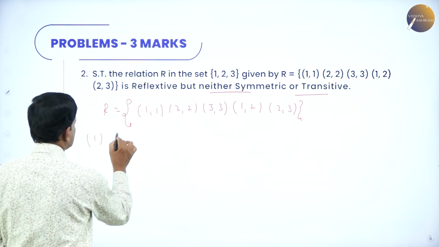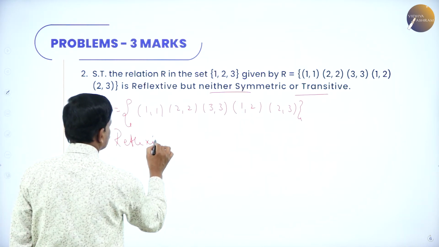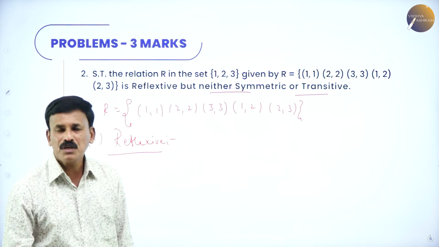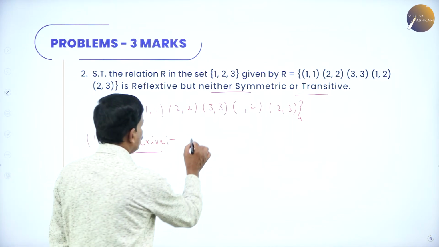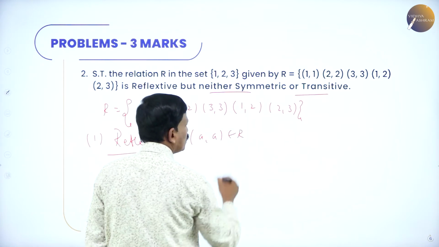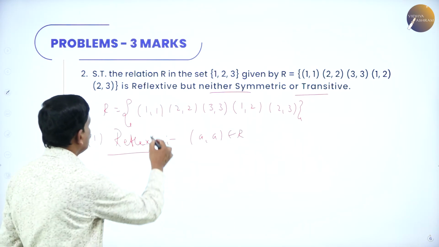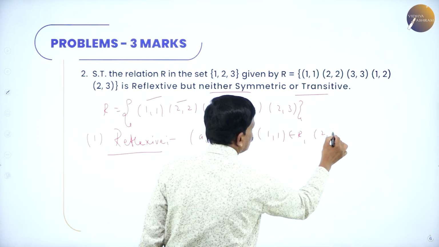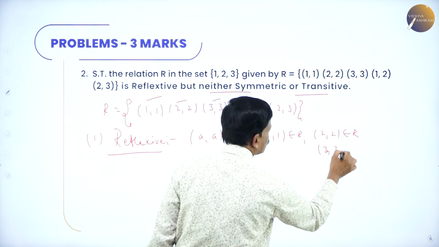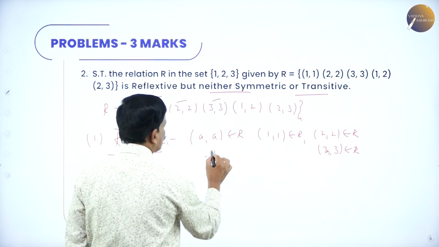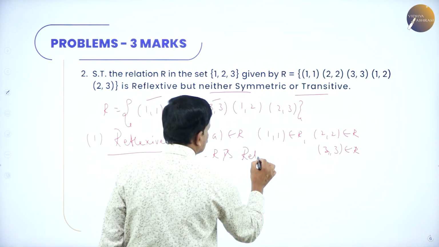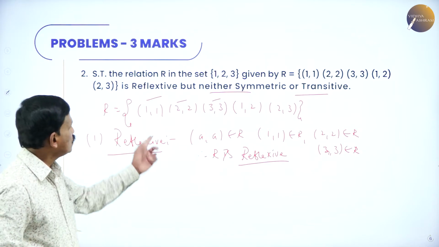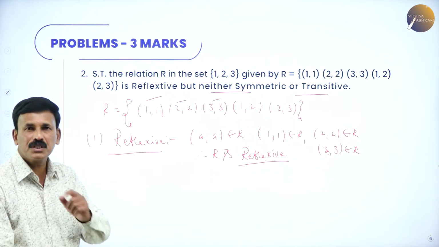Let us verify. First one is reflexive. What is reflexive? For all A belonging to the set, (A, A) belongs to R. See here what is given: (1,1), (2,2), (3,3), all. (1,1) belongs to R, (2,2) belongs to R, and (3,3) belongs to R. Therefore, R is reflexive.